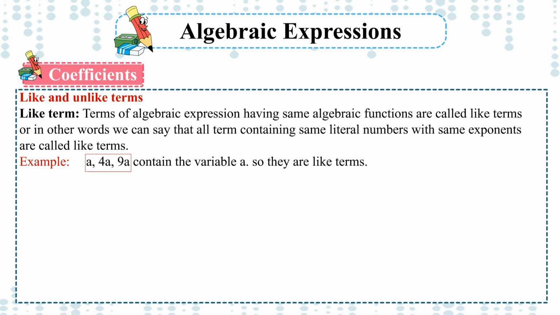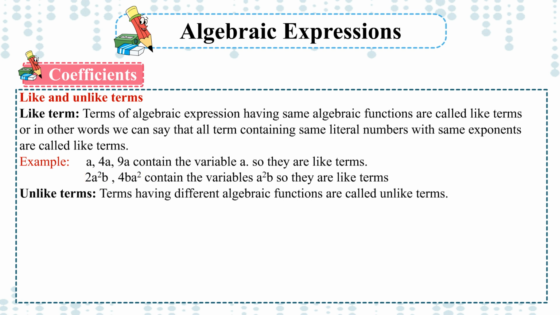Unlike terms: terms having different algebraic factors are called unlike terms. Example: 2x²y, 7xy², 5x, 9y, 2xy. Here the algebraic factors are different, so they are unlike terms.